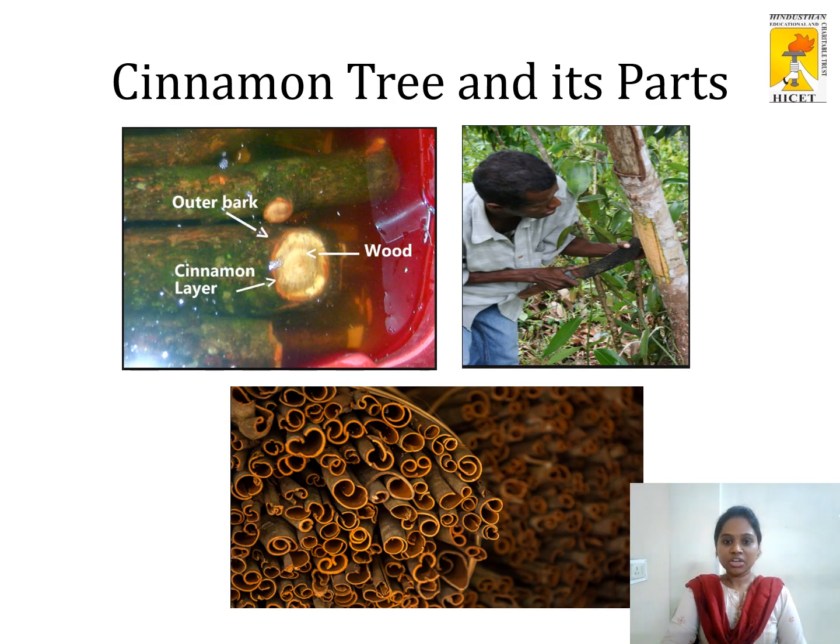So as we already know, the cinnamon is derived from the bark of the tree. They use a processing tool to roll over the bark of the tree into cinnamon sticks. So the picture depicts how they are removing the bark from the tree.